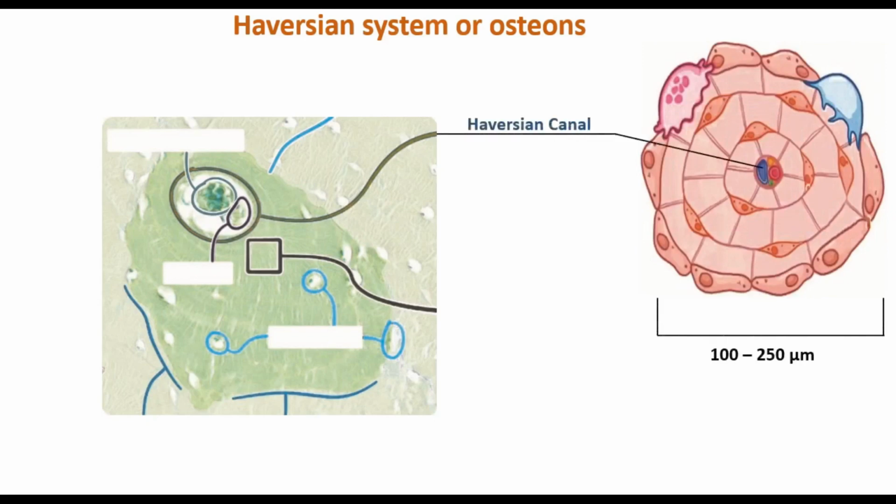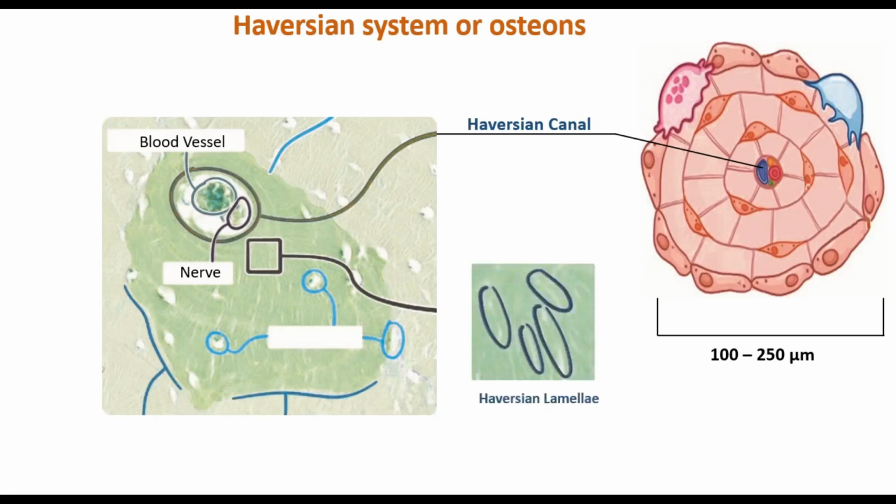Let's examine more closely the Haversian system or osteons, the structural units of compact bones. A central canal, known as the Haversian canal, and concentric lamellae, or layers, with a diameter of between 100 and 250 micrometers, make up an osteon. As seen in this picture, this canal contains tiny blood vessels and nerves. A little blood vessel and the remains of nerve fibers are also visible.